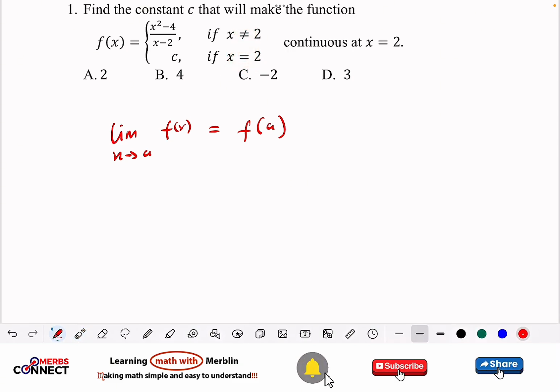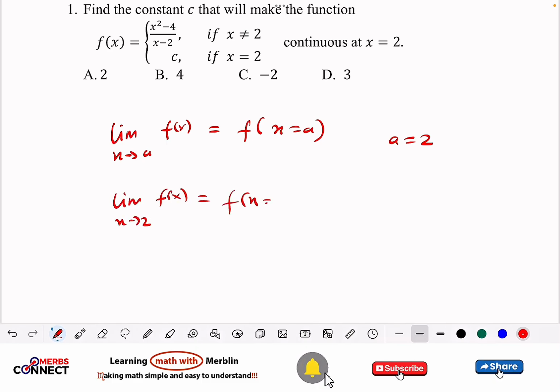Now here, a here is when we are talking about x is equal to a. So here, if we are assuming that our a is equal to 2, we are going to look at limit x approaching 2 of f of x, which is f of x is equal to 2.